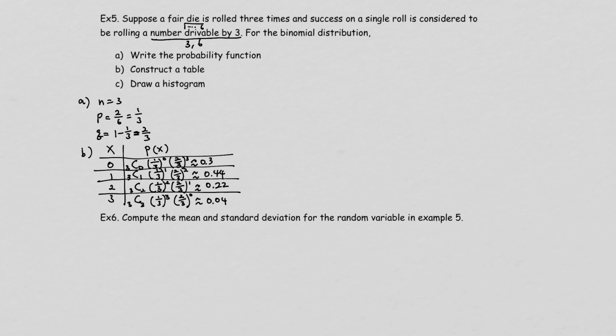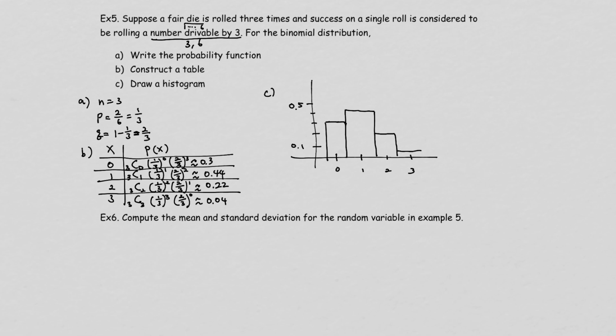With that, let's see if we can draw the table. So getting a 0 will be 0.3. Getting 1 will be 0.44. Getting 2 is going to be 0.22. Getting 3 is going to be 0.04. And that's how you're going to construct the histogram for example 5.